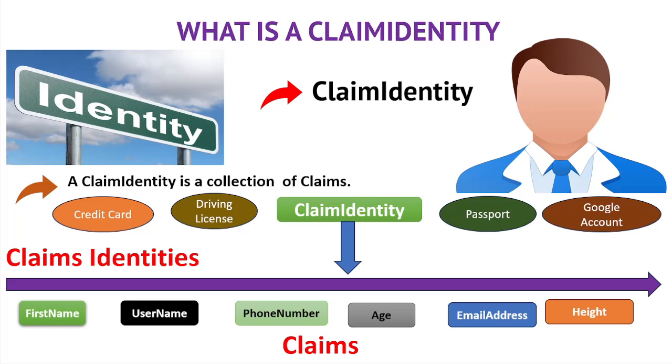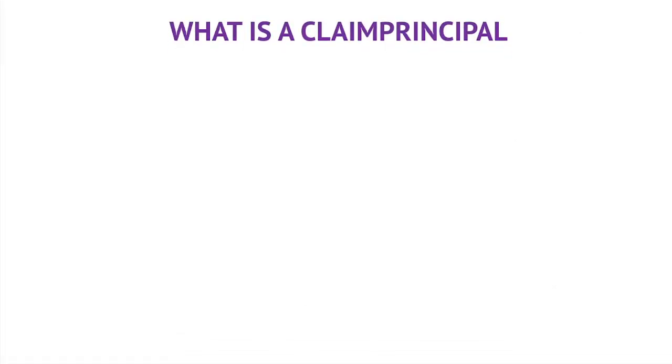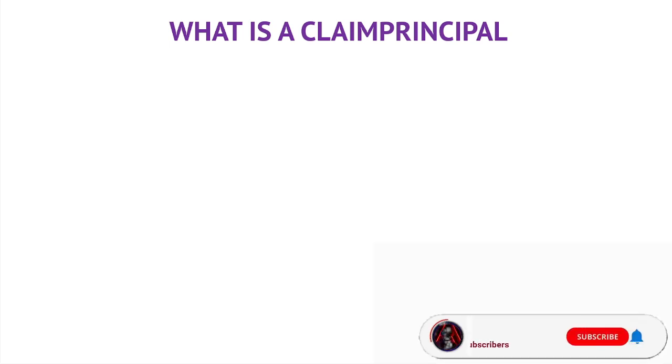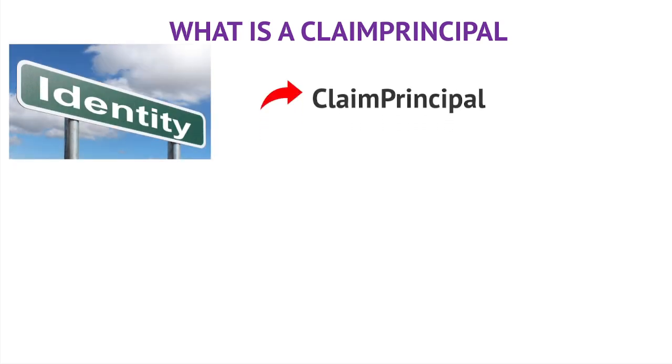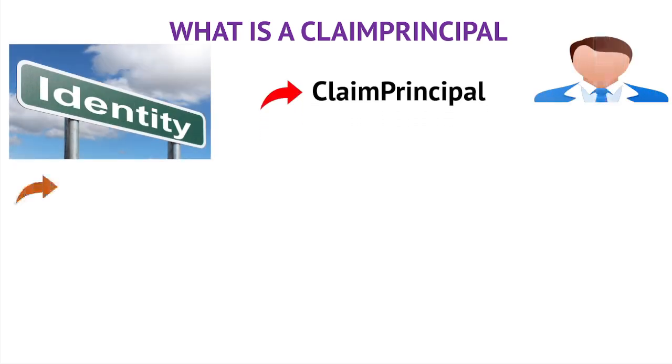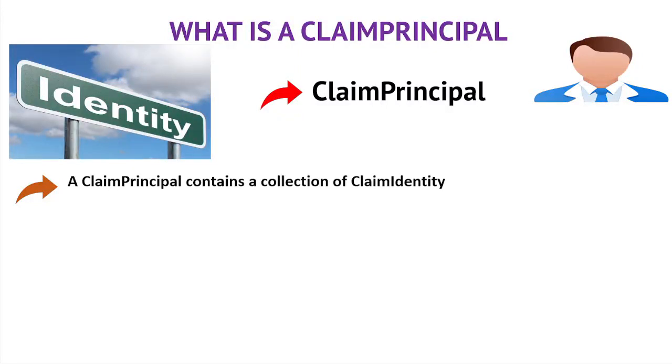But maybe let's move forward so that we now make sense. So this brings us to another thing. What is a claim principle? So since we have our identity, we can now create or even understand what is a claim principle. So what we have gone through so far is we have actually defined our claim identity, and we have actually defined claims. But now, what is a claim principle? A claim principle contains a collection of claim identities. So we have seen that a claim principle is actually kind of a user.